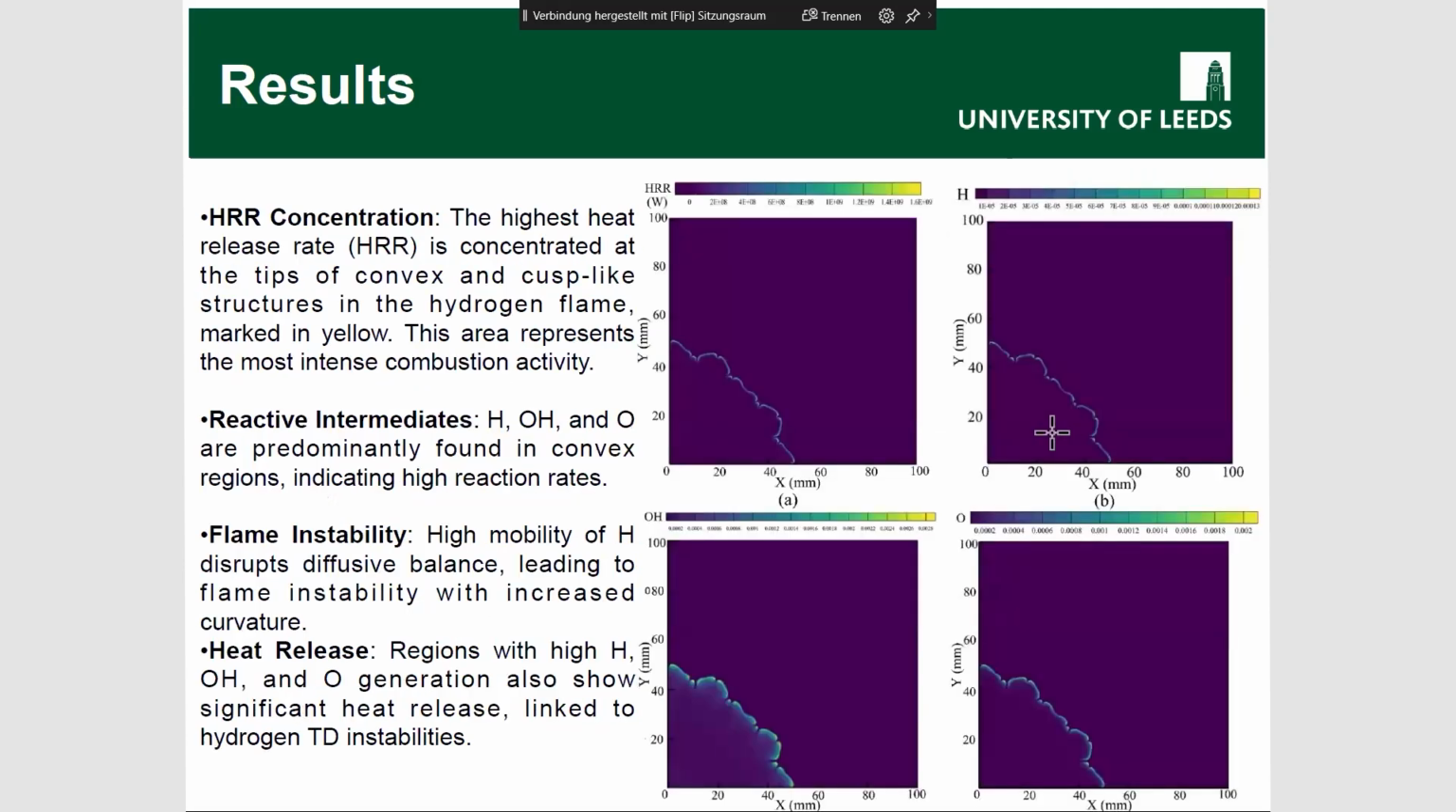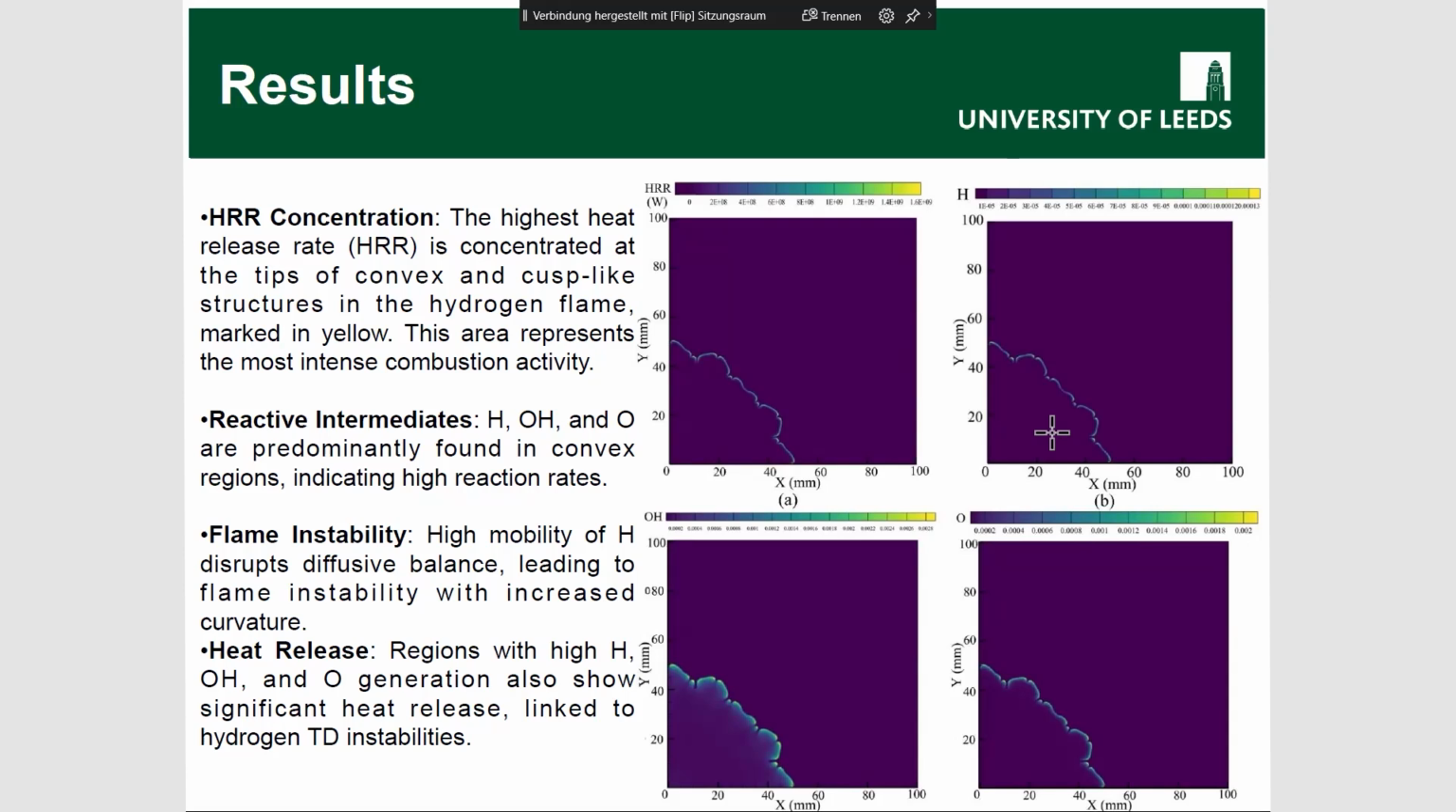We also did some analysis on the species and the heat release rate. We want to find whether there is a correlation between the species and the structure due to the instability. Firstly, the heat release concentration. I'm not sure whether you can see it clearly, but at the convex part, it's marked as yellow. So it means the highest heat release rate is concentrated at the tips of the convex and the cusp-like structures in the hydrogen flame. And this area represents the most intensive combustion activity.